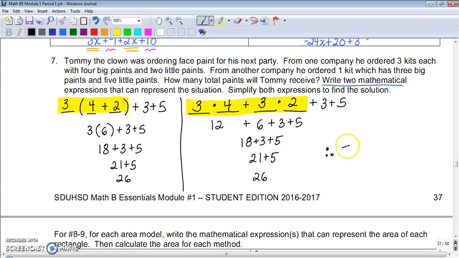We'll write a sentence, therefore Tommy has 26 paints.